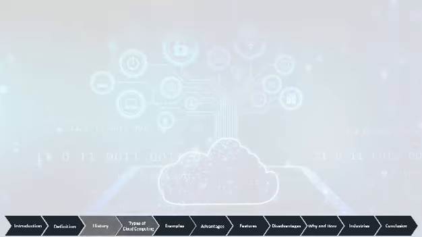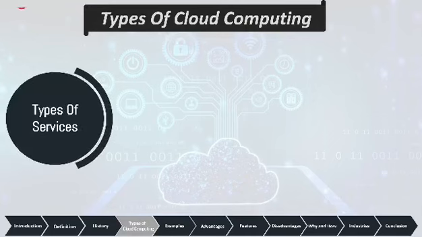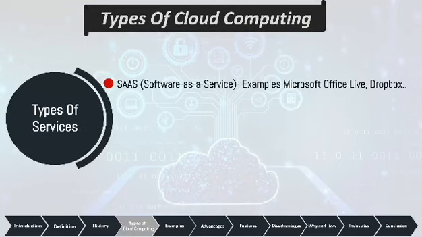Okay, now we're gonna talk about the three types of service. The first one, SaaS, which is Software as a Service, is considered to be part of cloud computing. It's known by its short term SaaS. It is accessed by users through a web browser. SaaS is a much simpler and more cost-effective way to run your own business.